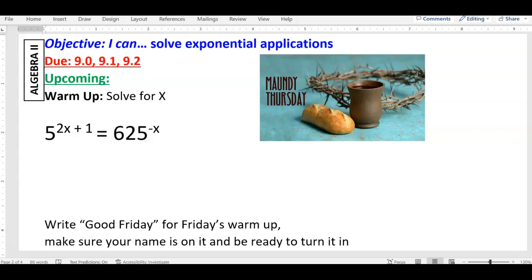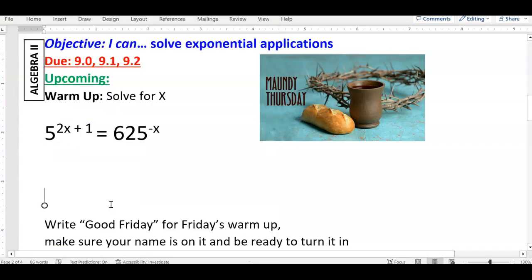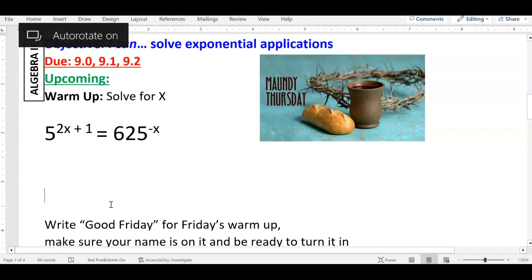Again, everybody, we need to have the same base. Take the bigger one and see, does 5 go into 625? Like 5 to what power? So we're going to try 5 to the 4 power. Let's see, 5 caret 4. Okay? Sometimes you might have to guess and check like this, but 5 to the 4 is 625. So we're going to rewrite 625 as 5 to the power of 4. So let's go ahead and write that.